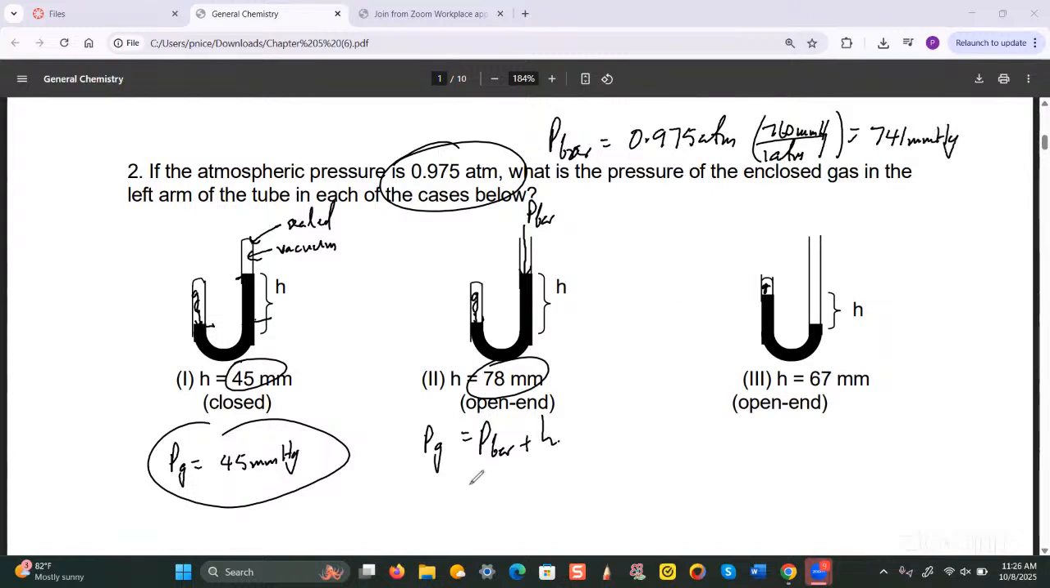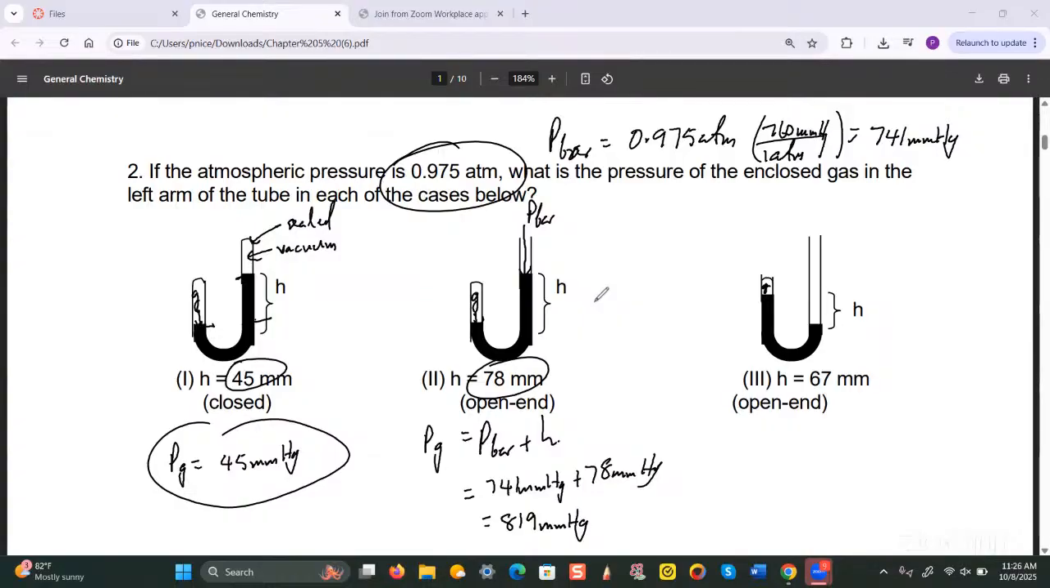So that means that when we're calculating the pressure of the gas in this case, that would be equal to 741 millimeters mercury plus H, which is 78 millimeters mercury. And let's see what that gives. 741 plus 78 gives, according to my calculation, 819 millimeters mercury. All right? So that's how that works out in the case of the middle manometer.